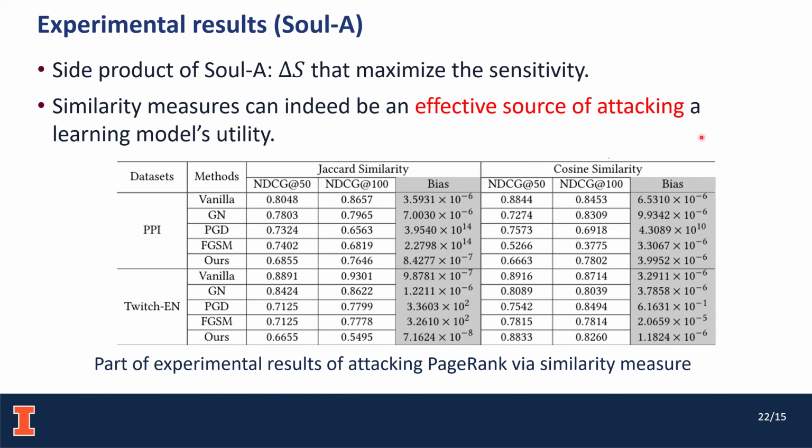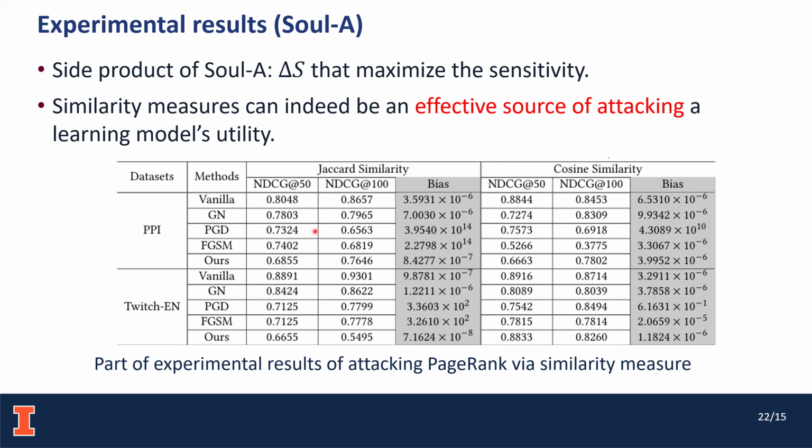And another side product from the solver algorithm is the delta S that we optimize to maximize the sensitivity. And we use this delta S, which maximizes the sensitivity of the individually fair learning algorithm, to attack the InFoRM algorithm. Part of the experimental results are shown below.